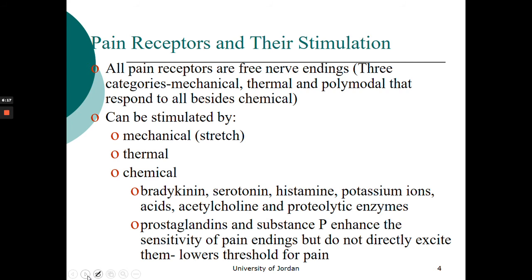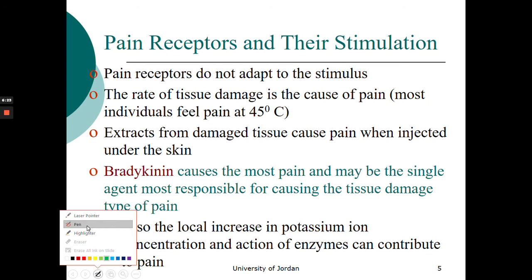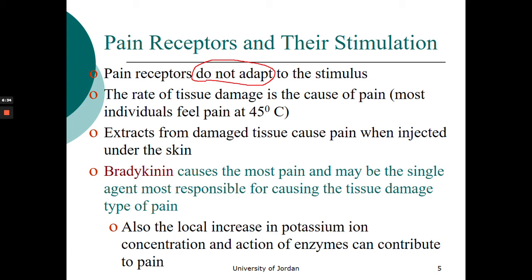Pain receptors and their stimulation. Pain receptors do not adapt. They are almost non-adapting, and you know why they should be non-adapting, because it's due to damage of tissue. If they adapt, the tissue damage will continue. If there is, say, a painful toe due to damage, and after this pain it adapts, then the damage to the toe continues, and it might end with gangrene. So pain receptors don't adapt. As long as there is tissue damage, you feel pain. And since it is protective, you try to get away from the painful conditions.